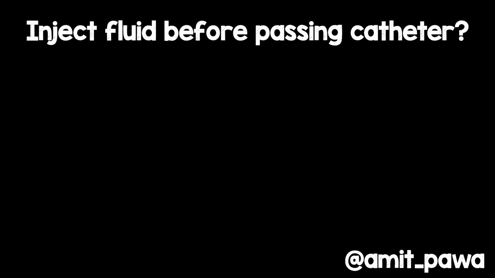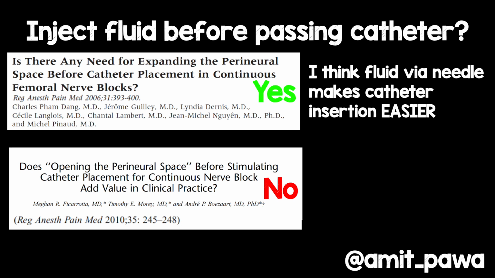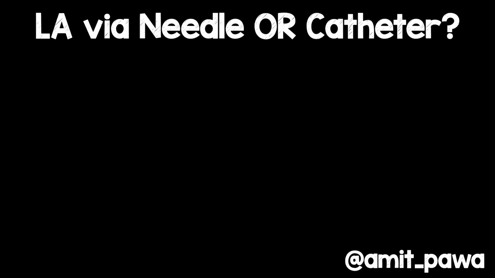Now, should we inject fluid before passing a catheter? Well, there's a couple of different arguments. Some people say there's no need to place any fluid in the area before siting a catheter, and that's certainly relevant when you're using a stimulating catheter. Other people say, yes, you should inject fluid before you place a catheter to open up the space. I think for me, it makes sense to inject some fluid via the needle to make the catheter insertion easier. There's probably no harm in doing that. And certainly I find that process makes more sense. You've opened up the space. There's now an area where the catheter can sit a bit better.